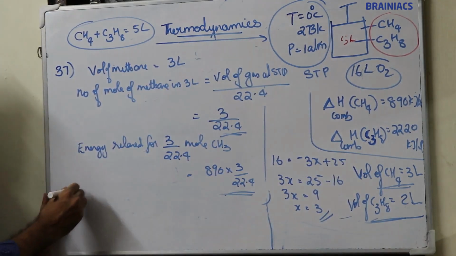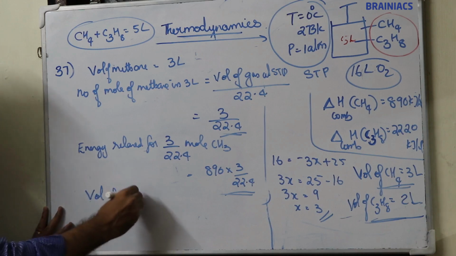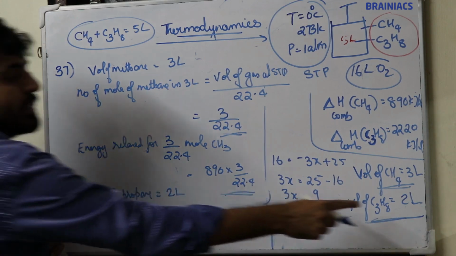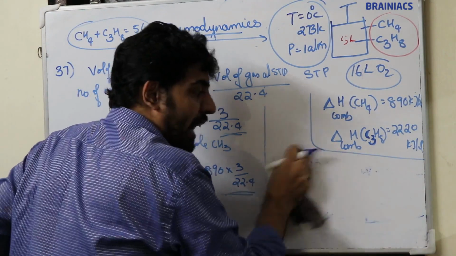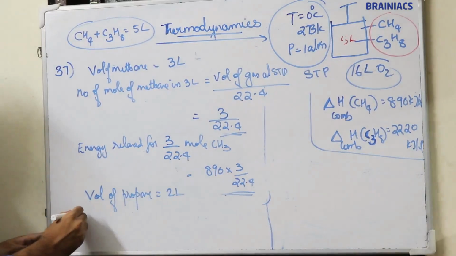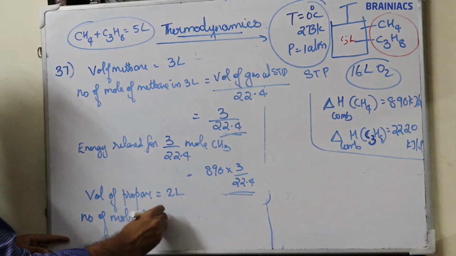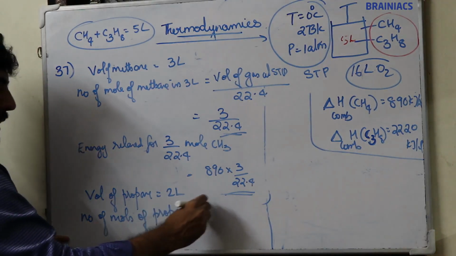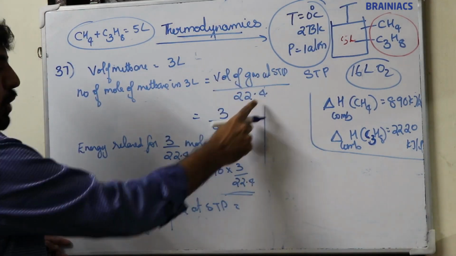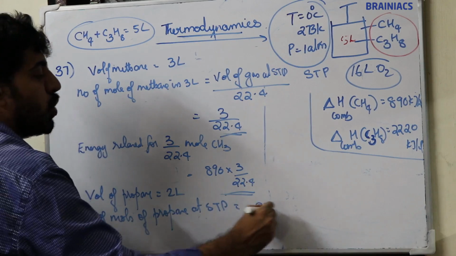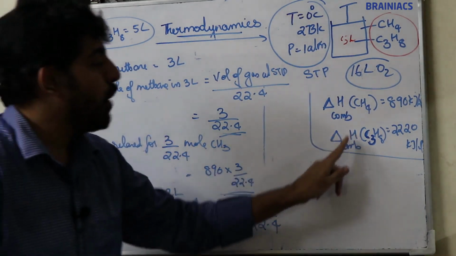Same way, the volume of propane is 2 liters. Now we have to calculate the number of moles of propane. Propane is a gas at STP, so using the same equation, volume of gas at STP divided by 22.4, the volume of propane is 2, so 2 by 22.4. Now, the enthalpy of combustion of propane.